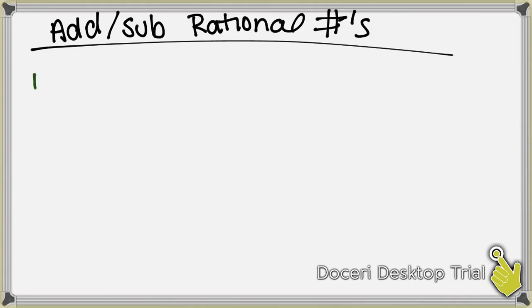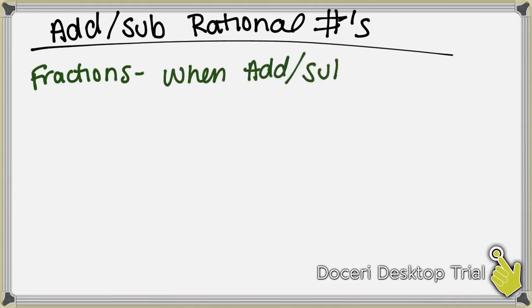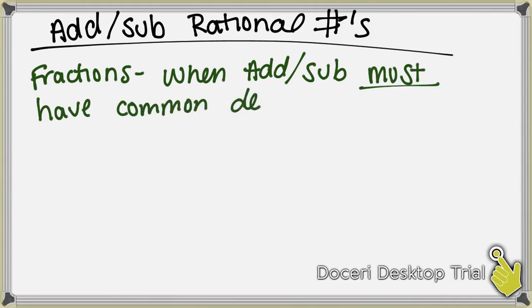When you're adding or subtracting fractions, you have to have a common denominator. All right, a denominator is the bottom part of your fraction. So the top is your numerator, the bottom is the denominator. Now, they have to be the same if you're adding or subtracting.